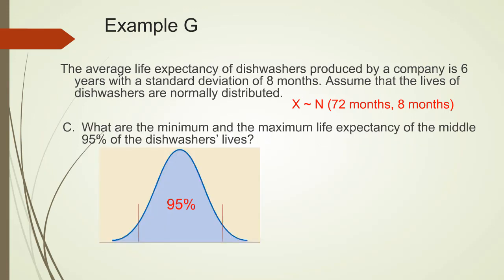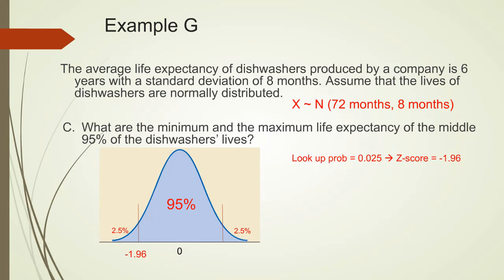Part C is a little bit tricky. We want to find the middle 95% of dishwashers' lives. We started by drawing a bell curve to represent the lives of all dishwashers, with the area right in the middle being 95%. Using the total area under the bell curve being 100%, we know that the two corners at the two ends should add up to 5%. Each of them should be 2.5%.